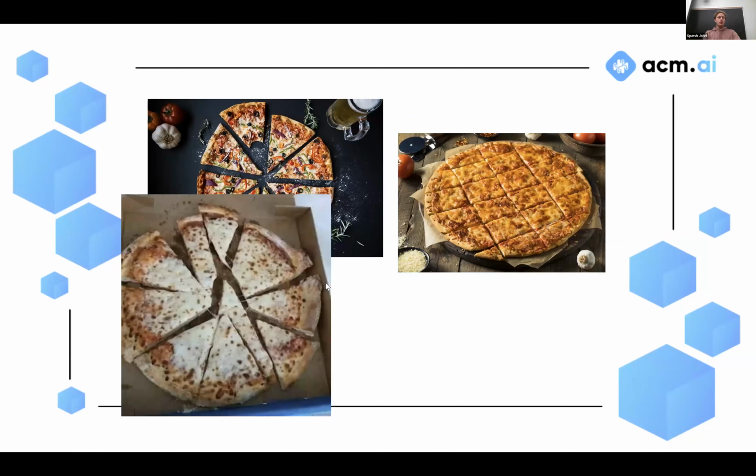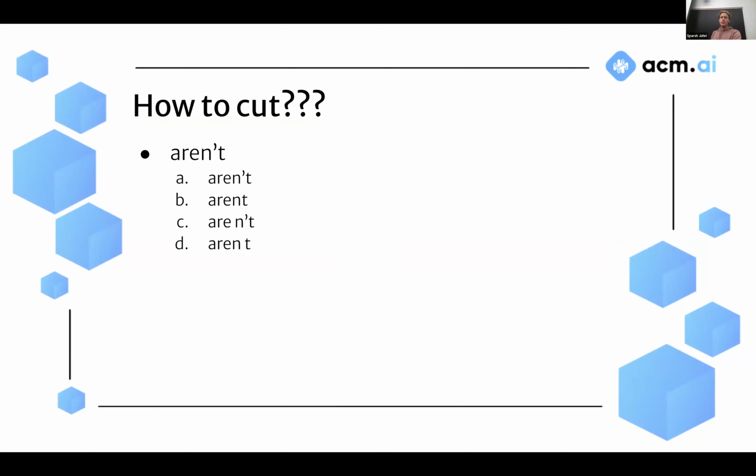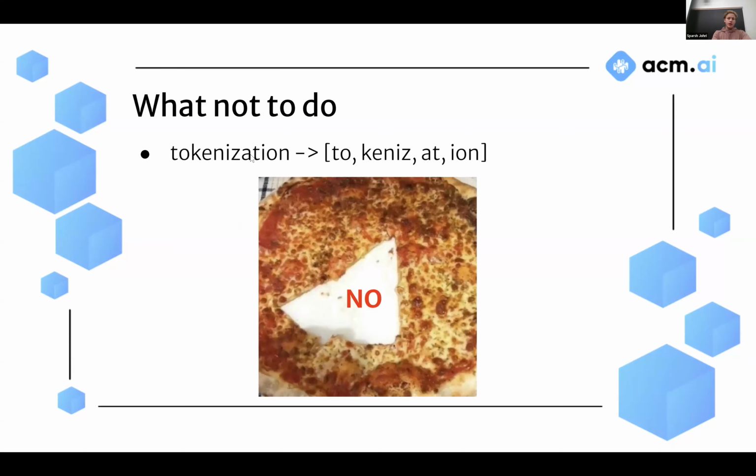Yeah, so here are obviously several different ways of cutting pizza, the way we can cut up paragraphs of text. But here's a tricky example though. The word "aren't". It's one word, but it's really 2. So do we cut it here? Do we cut it here? What do we do? So obviously we have a couple different options there.